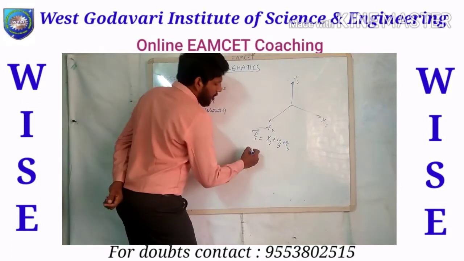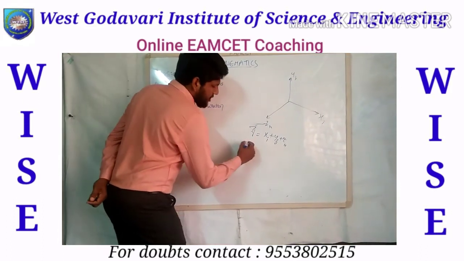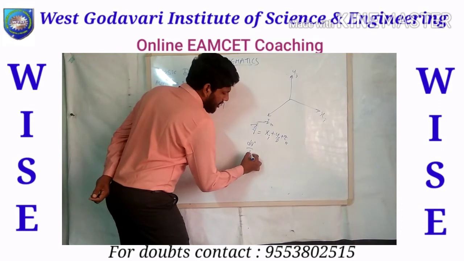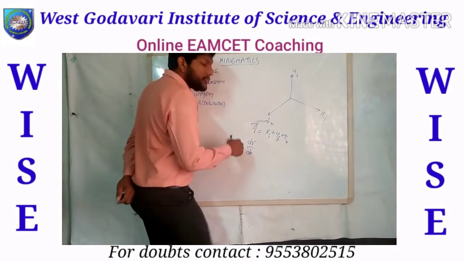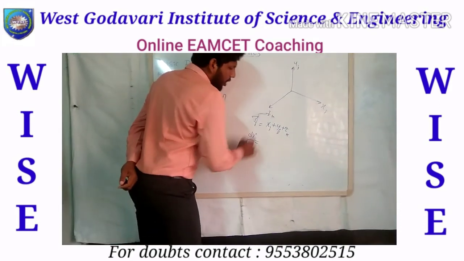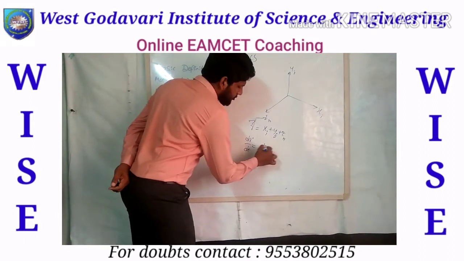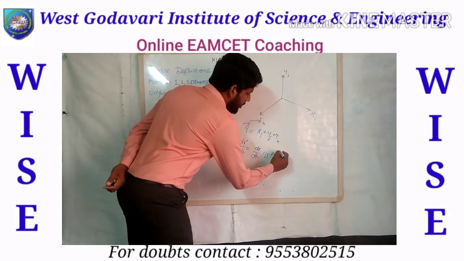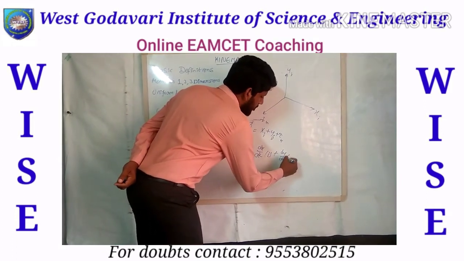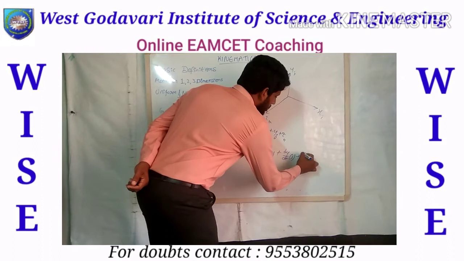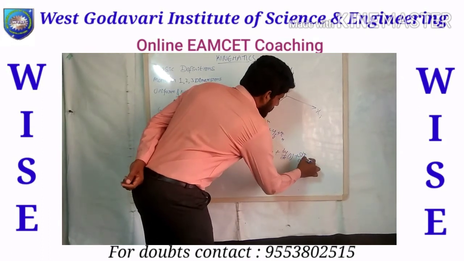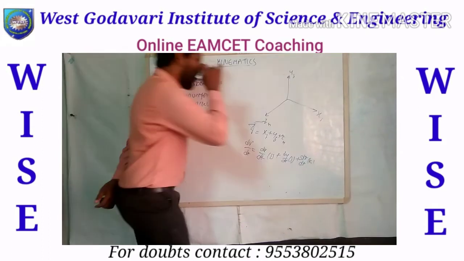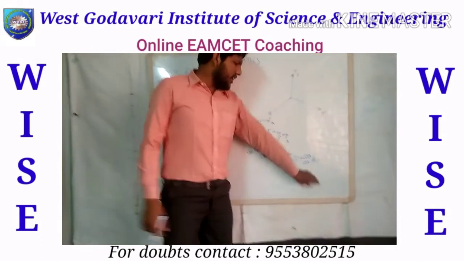Now if you want to differentiate this equation, dr by dt, with respect to time, we get dx by dt bracket of i plus dy by dt bracket of j plus dz by dt bracket of k. So this is the equation.